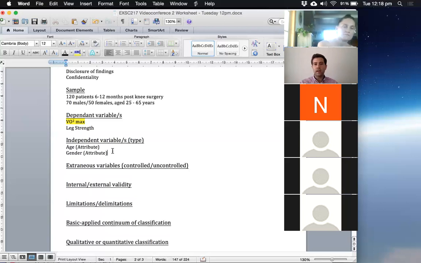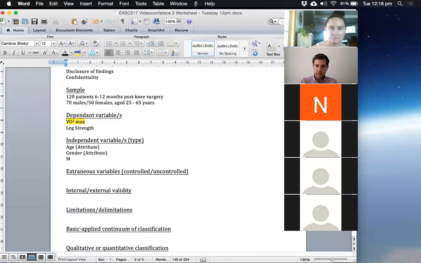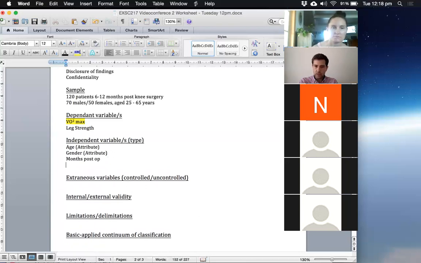So we're not deciding on age or gender. Participants are coming to us with that. I can see Riley's got down there another suggestion, which is months post-op. And Jess has also put down type of knee surgery, which is great. So this would also be attribute.